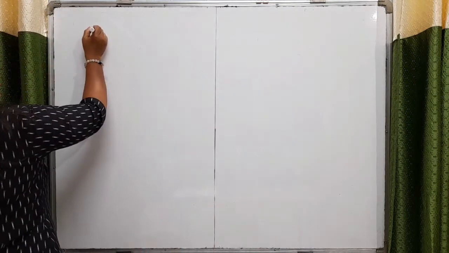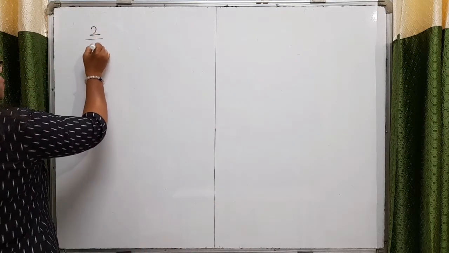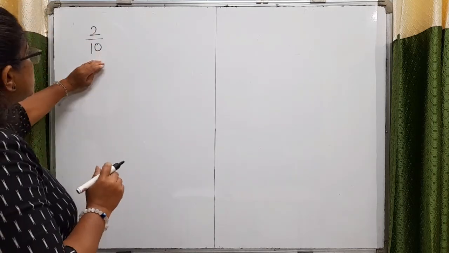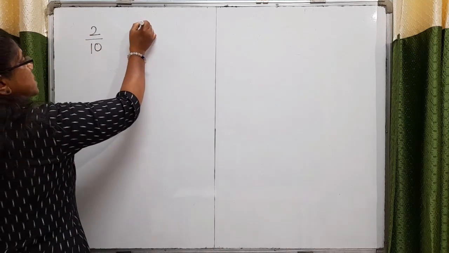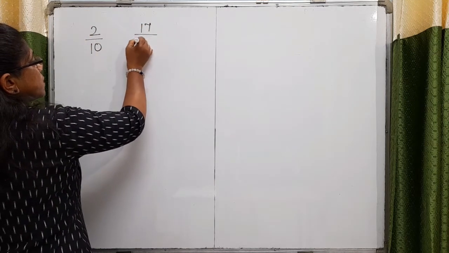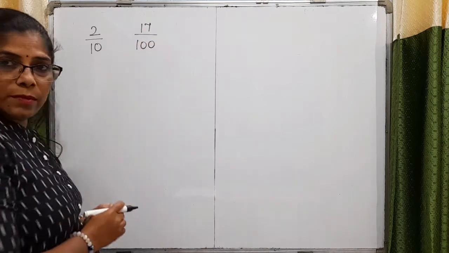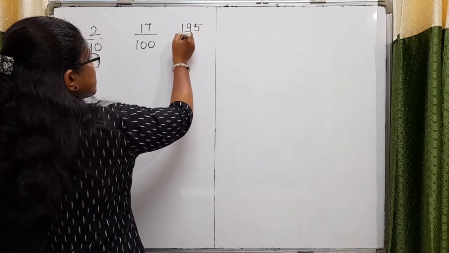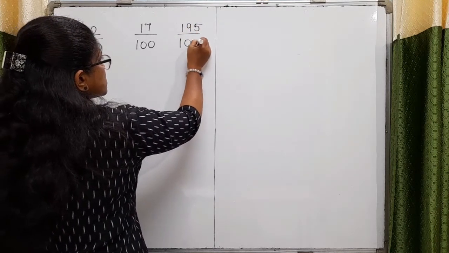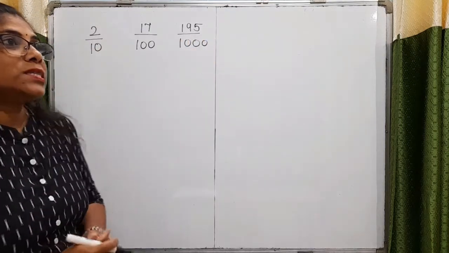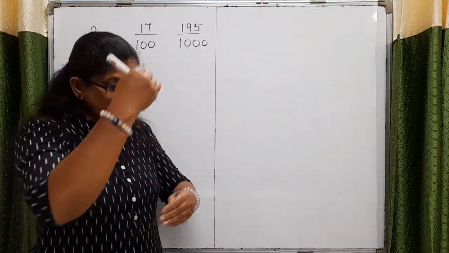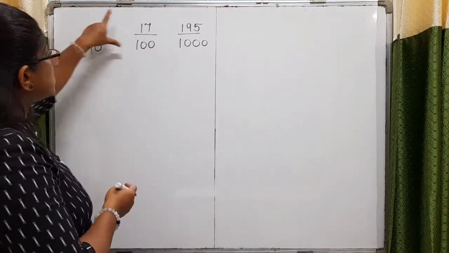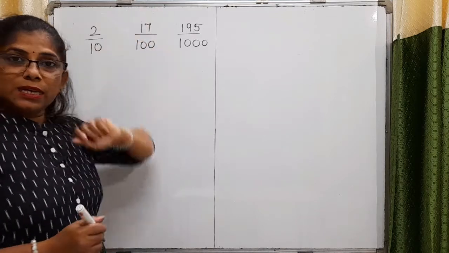Now as I said, 2 out of 10, out of 10, 2. Then 17 out of 100, or 195 out of 1000. We say this is in fraction form. So how to write this in the decimal form? There is one rule for this. Means how this fraction is expressed in the decimal form.